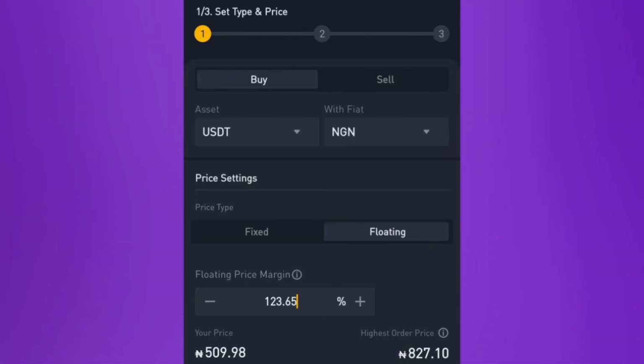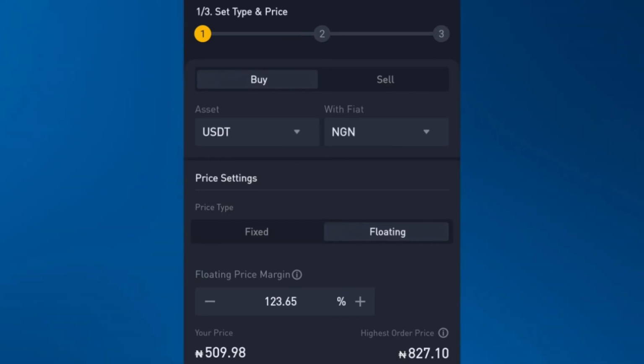Or like I said, you can even choose to buy it for a very cheap price, but chances are nobody will want to sell their USDT to you at the rate of 412 naira. So I'm going to leave it on floating again, and when the price drops, my price is also going to drop, and the amount I'm going to purchase is going to drop as well. But like I said, with floating, if the price goes up, my amount is going to go up as well.